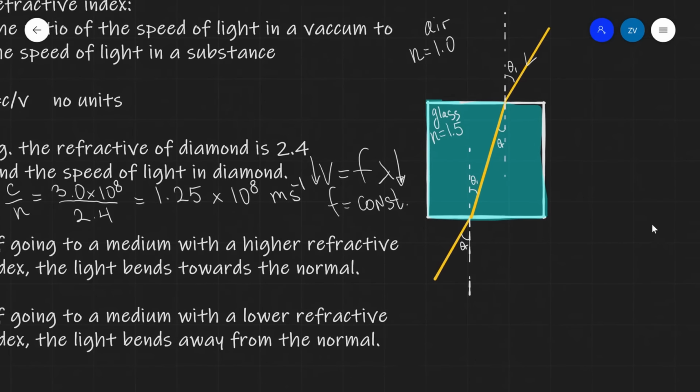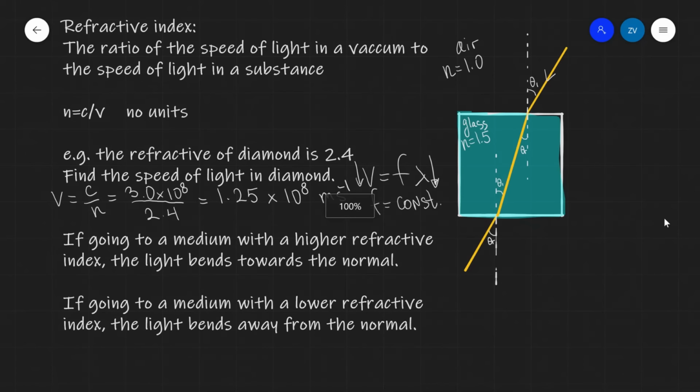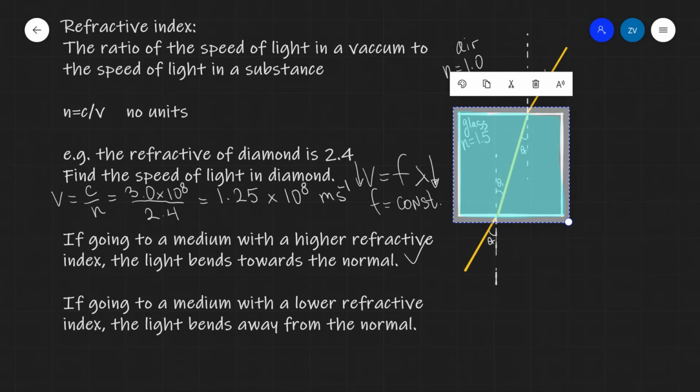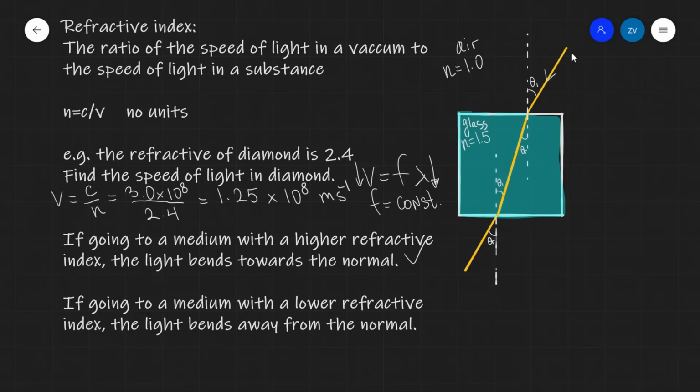The light ray is going to bend towards the normal. And we can see this, to trace this ray, we can see that it's bending towards the normal. On the other hand, if a material is going to a medium with a lower refractive index, for instance this ray over here is now leaving the glass block, it will bend away from the normal as shown here.